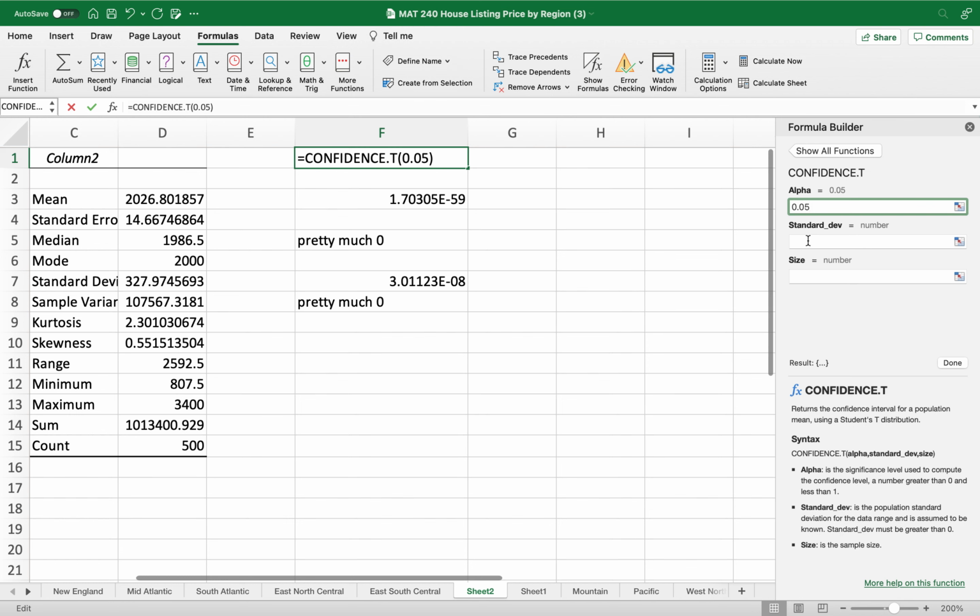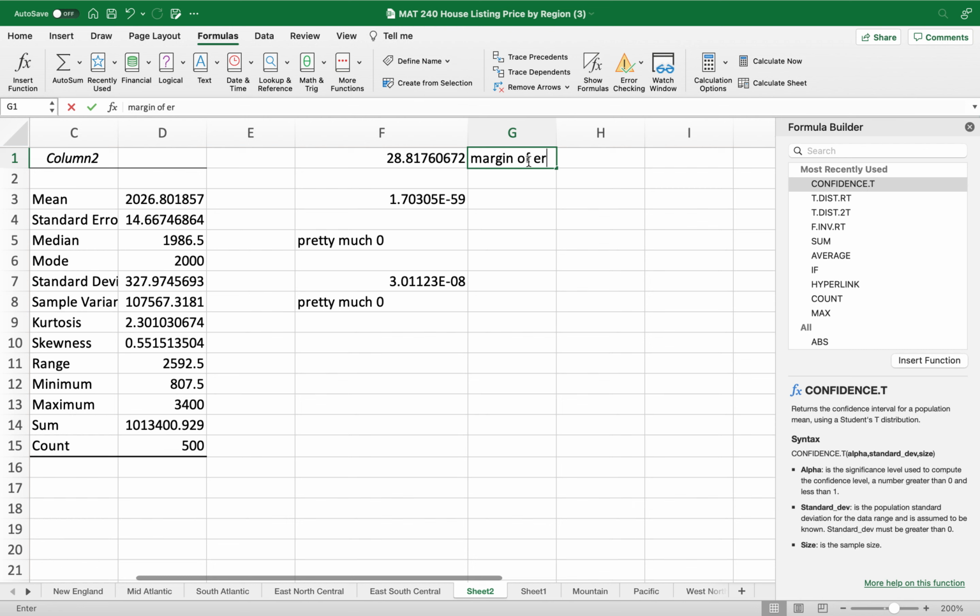0.05. The standard deviation, you can just select it from here or just type it in. The sample size is 500. Enter. Okay, now that is the margin of error. Okay, so for the lower bound, we take the sample mean, we subtract the margin of error. Okay, sample mean minus margin of error.